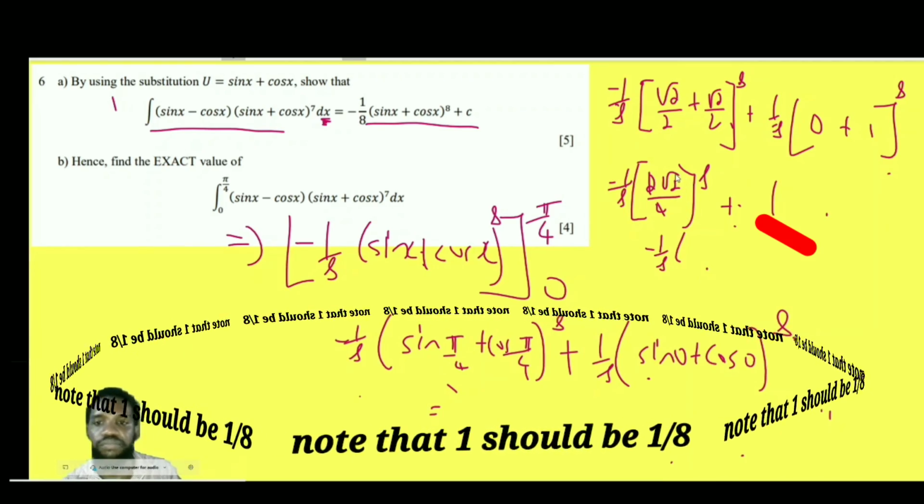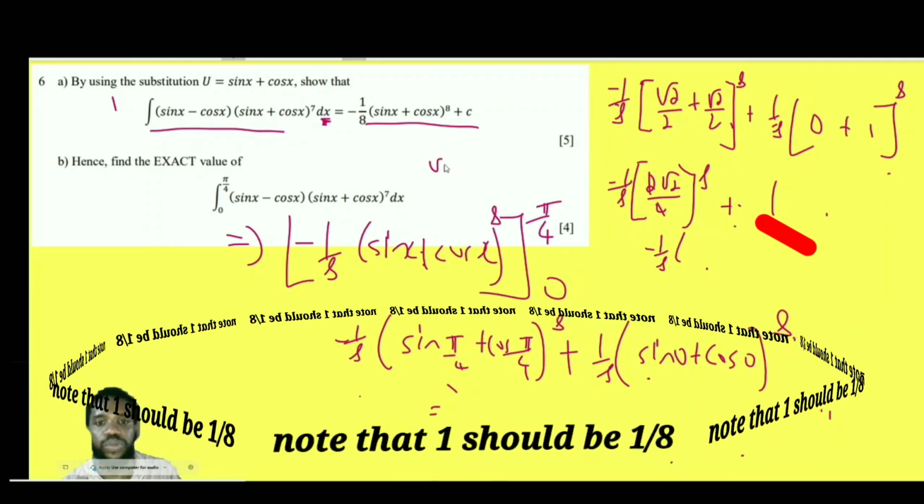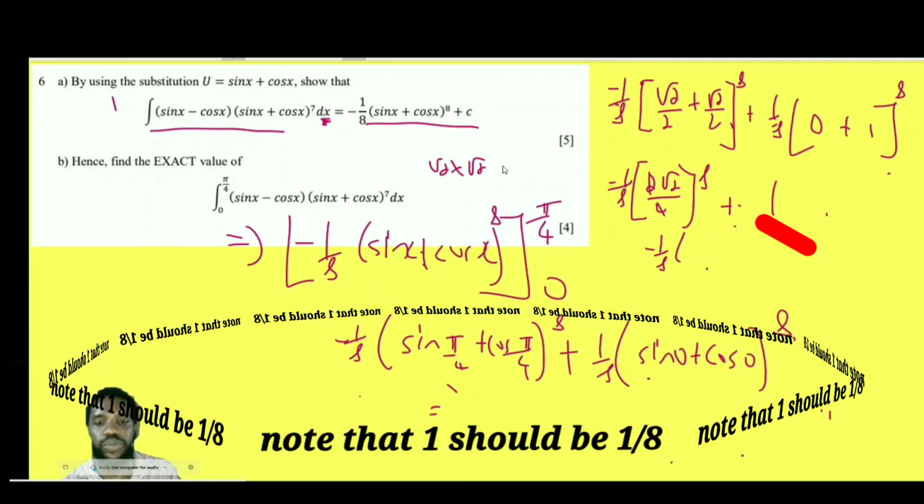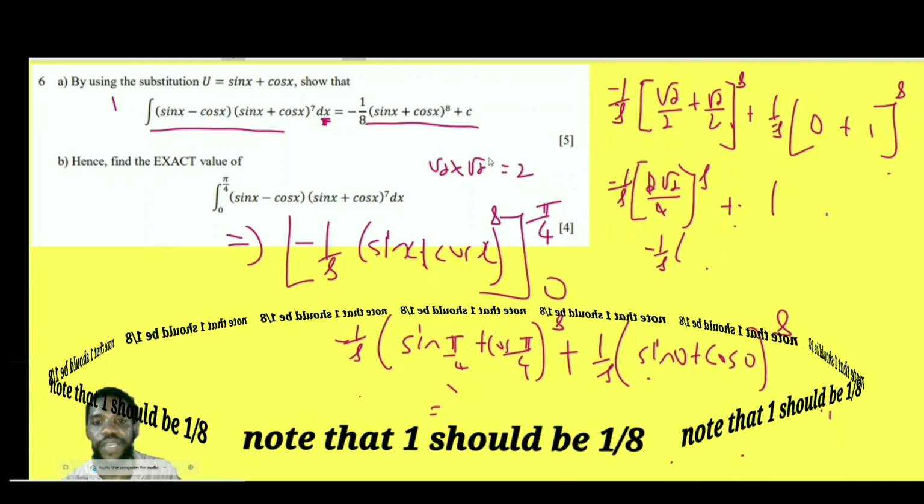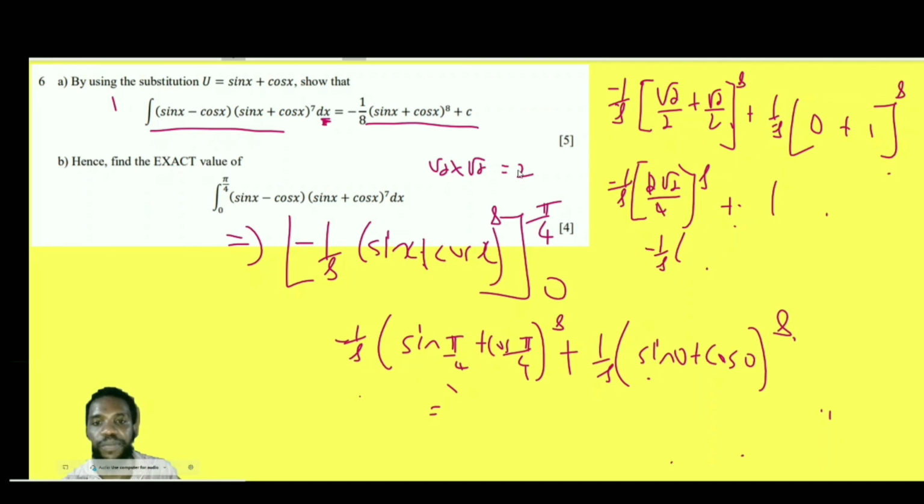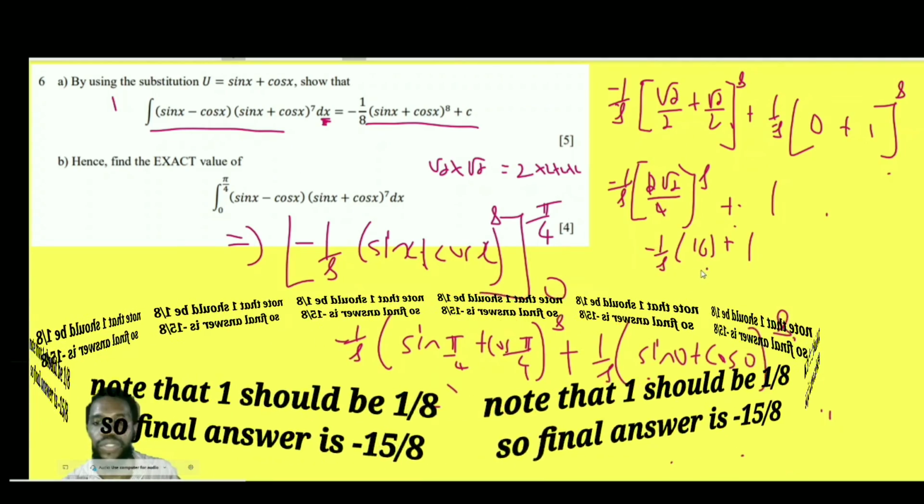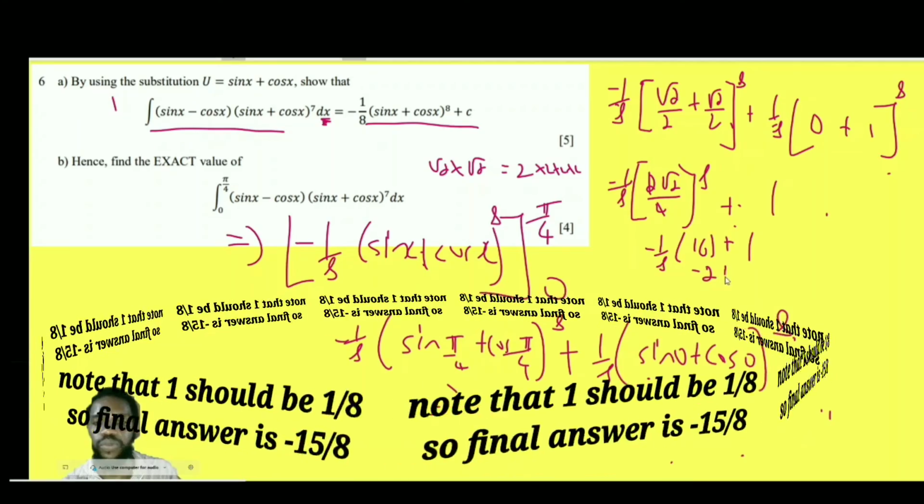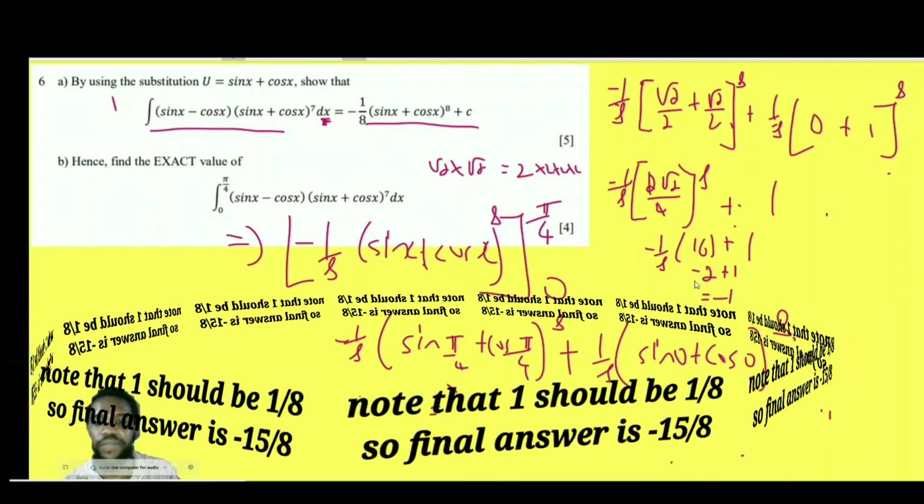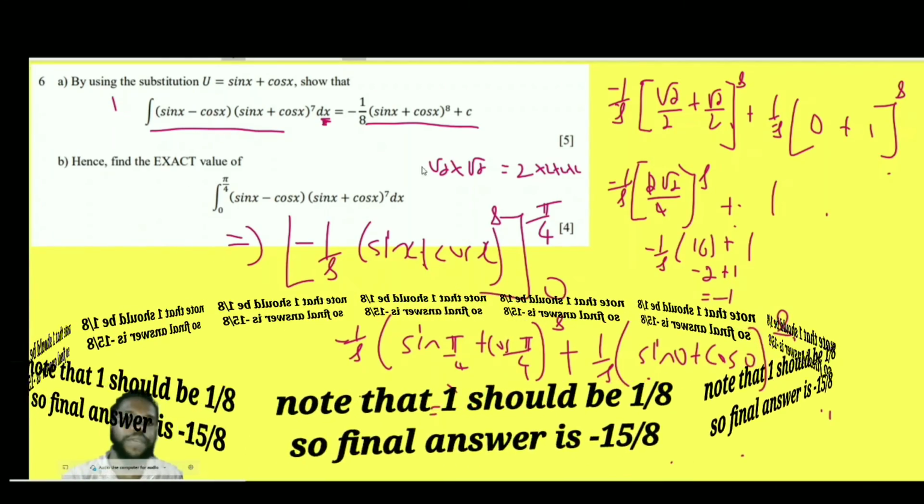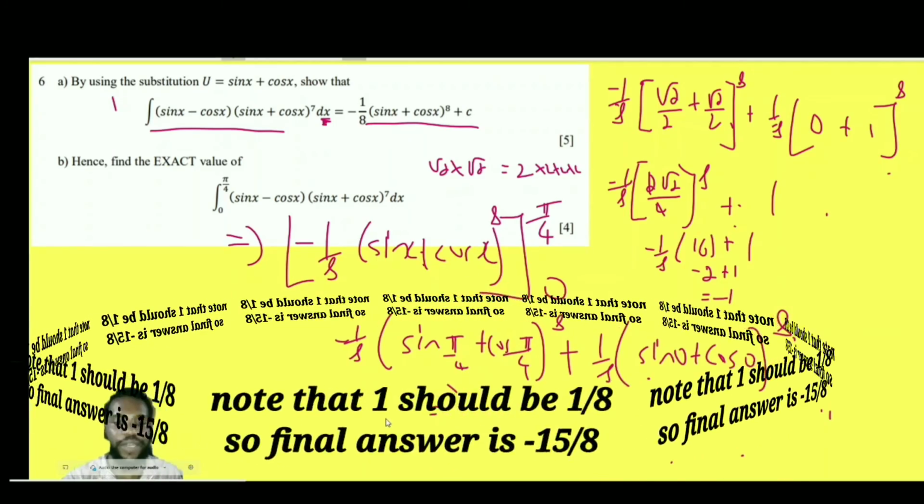That's going to give me, well, you know that root 2 times root 2 is 2. And you're going to have 8 of these, which means you have 4 pairs. So you're going to have 2 times 2 times 2 times 2: 2 twos are 4, 2 fours are 8, 2 eights are 16. 16 plus 1. Negative 1 over 8 times 16 is negative 2, plus 1, which is negative 1. Alright, so that's my final answer. That's my final question.